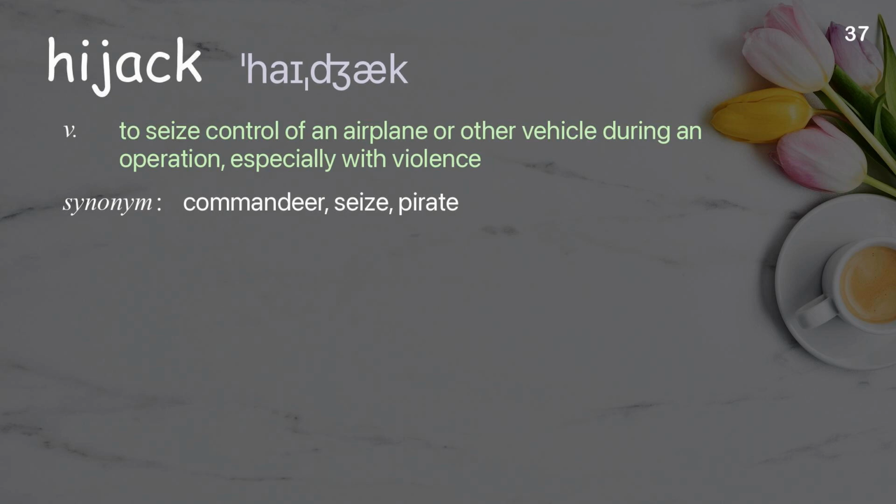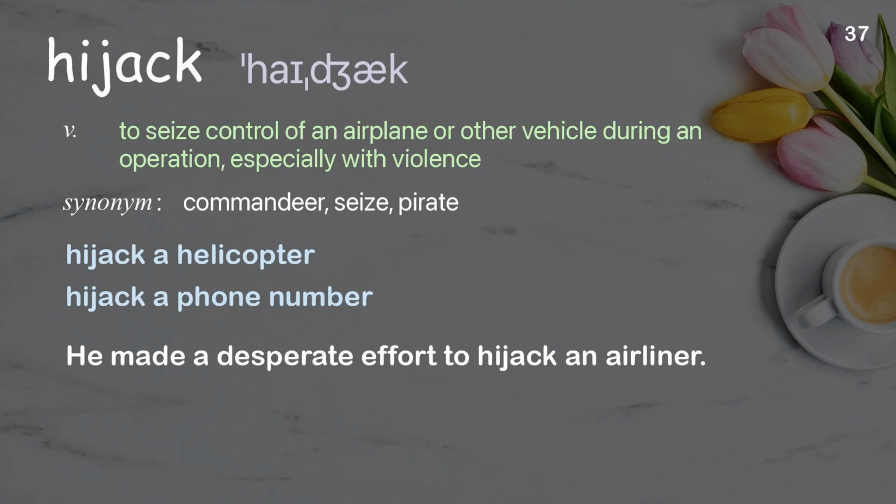Hijack. To seize control of an airplane or other vehicle during an operation, especially with violence. Examples: Hijack a helicopter. Hijack a phone number. He made a desperate effort to hijack an airliner.